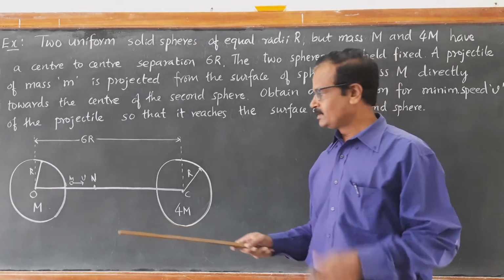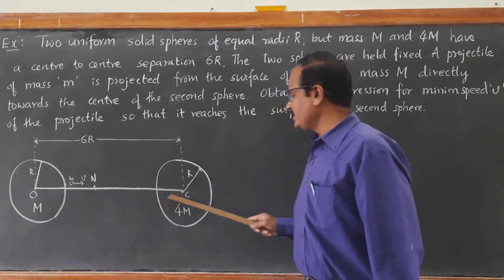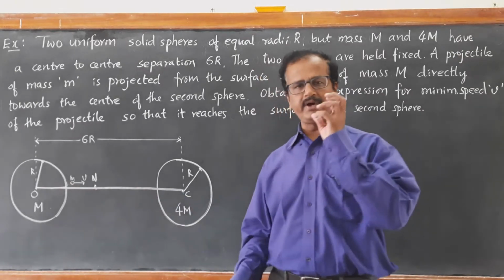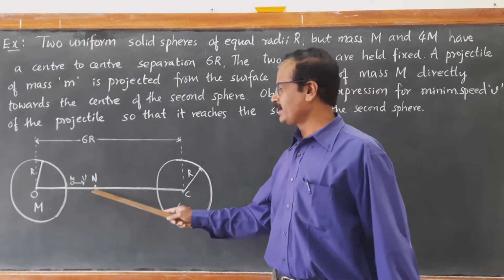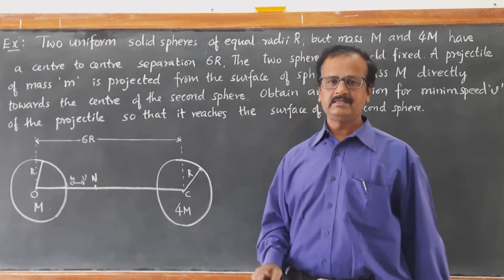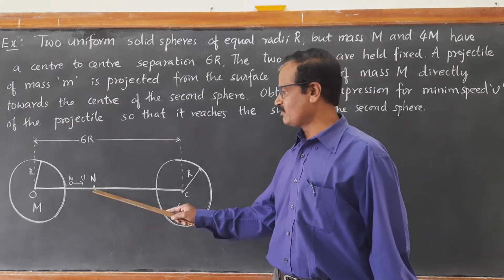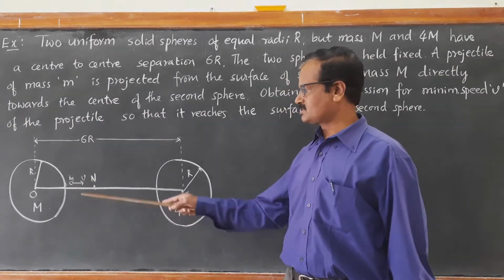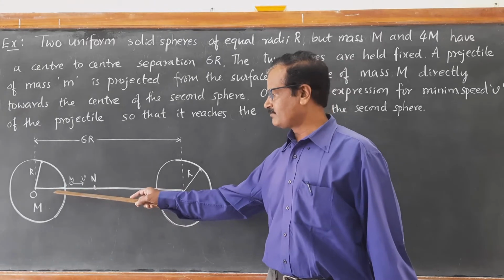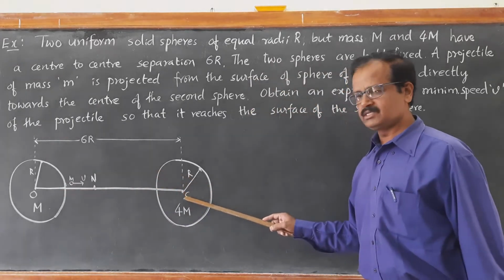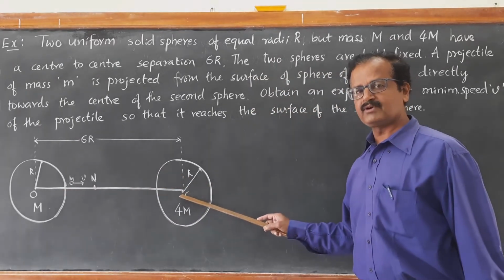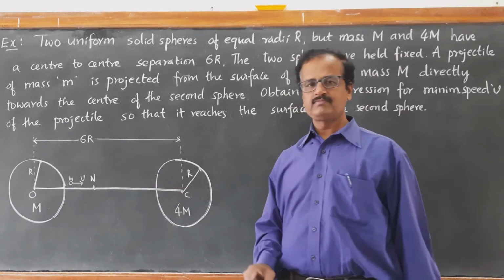It means, on this line joining the two centers, we have to find a neutral point, a null point. The null point is that point at which the force of attraction due to the first sphere just becomes equal and opposite to the force of attraction due to the second sphere.